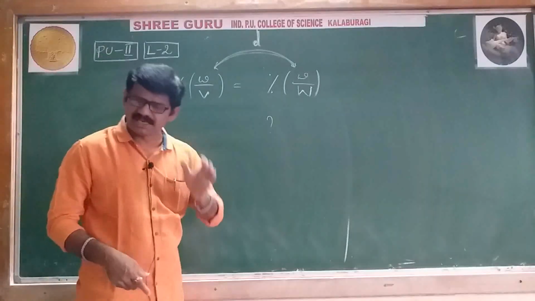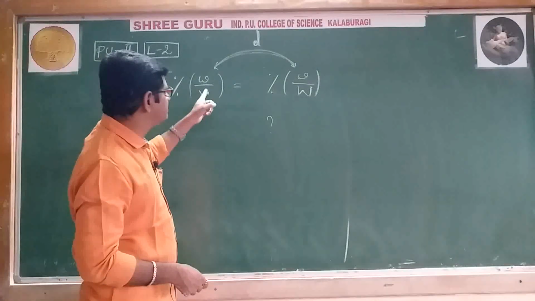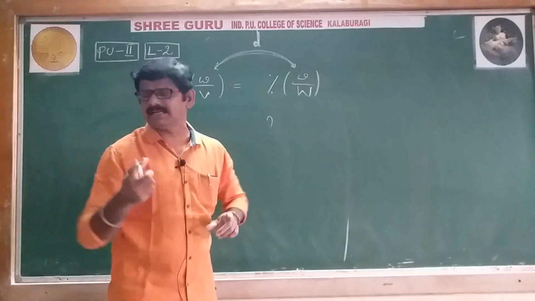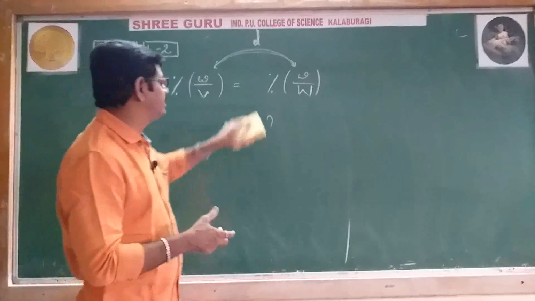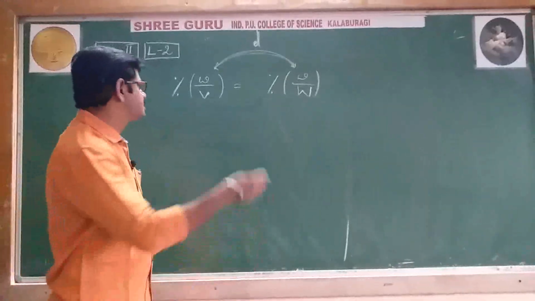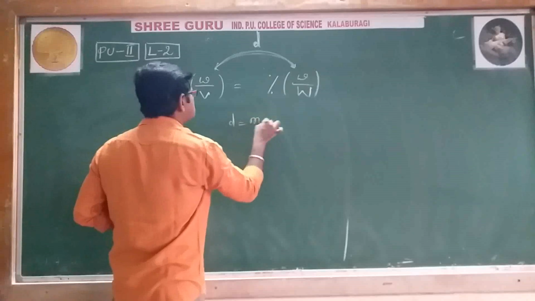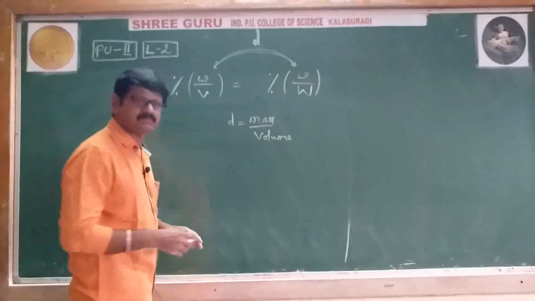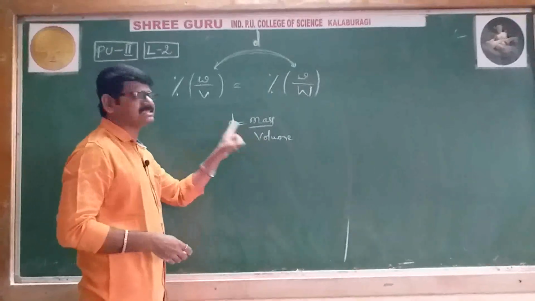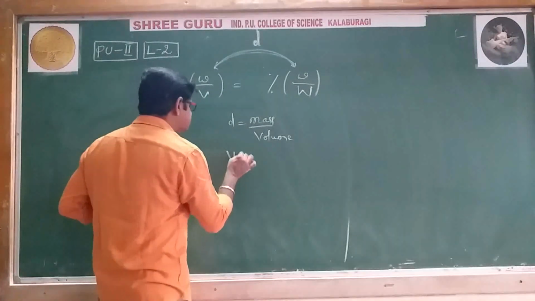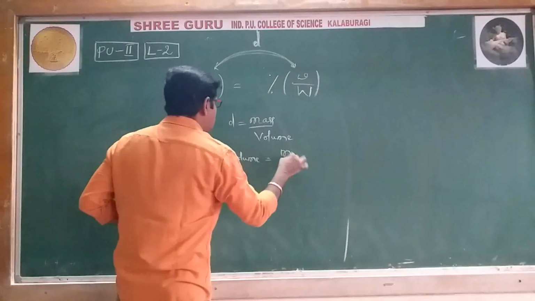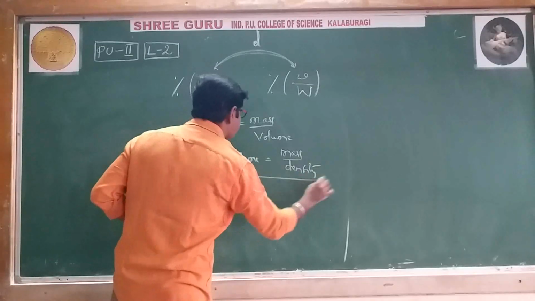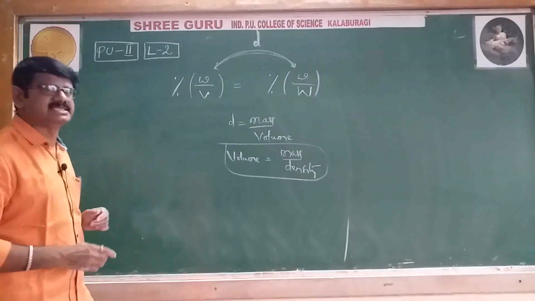Density term is crucial here. One is a temperature dependent term, one is a temperature independent term. In that conversion, the density factor we have to use compulsorily. We'll see the density formula: density is equal to mass by volume. Then we'll just interchange the terms. Volume, if you bring it to the LHS, volume is equal to mass divided by density. Volume equals mass by density.